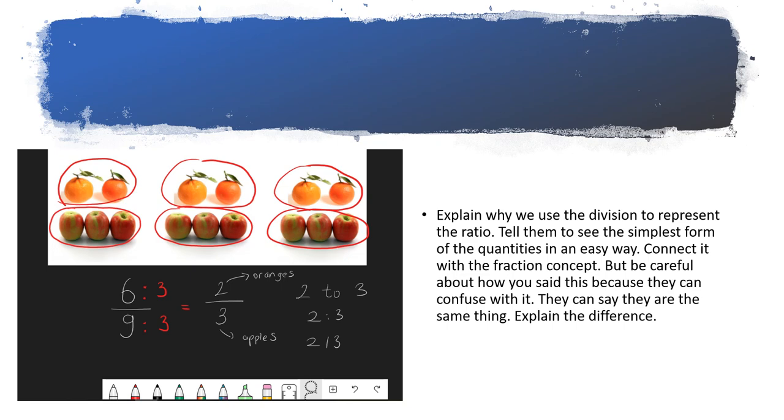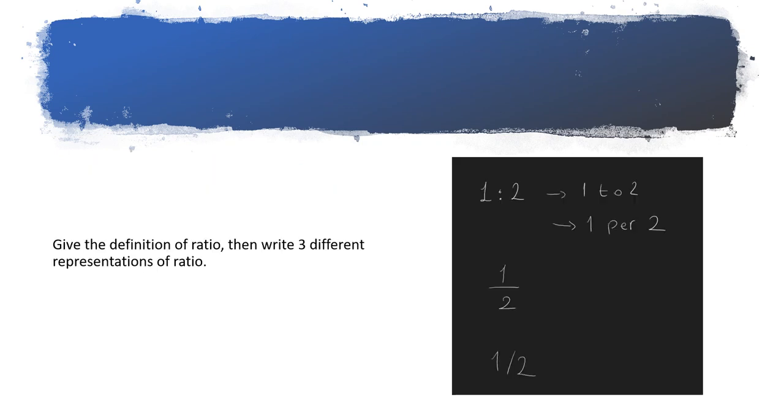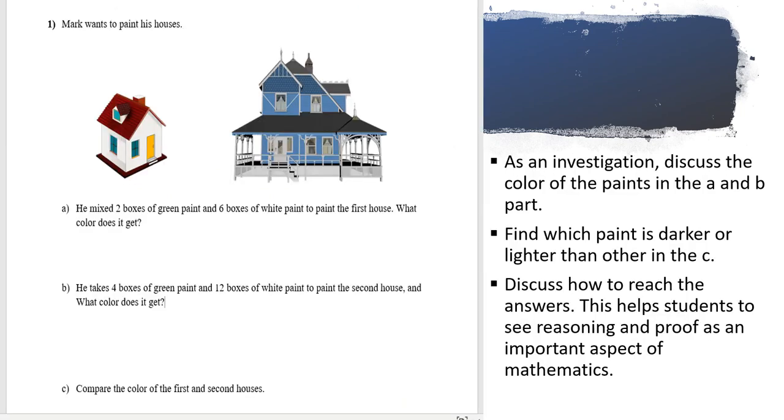I also explained why we use division to represent the ratio. I tell them to see the simplest form of the quantities in an easy way. I connected with the fraction concept because we can simplify the ratio and we can enlarge it. So this is also an important inference in the minds of the students. And then I write 3 different representations of ratio. Then I passed to my first question.